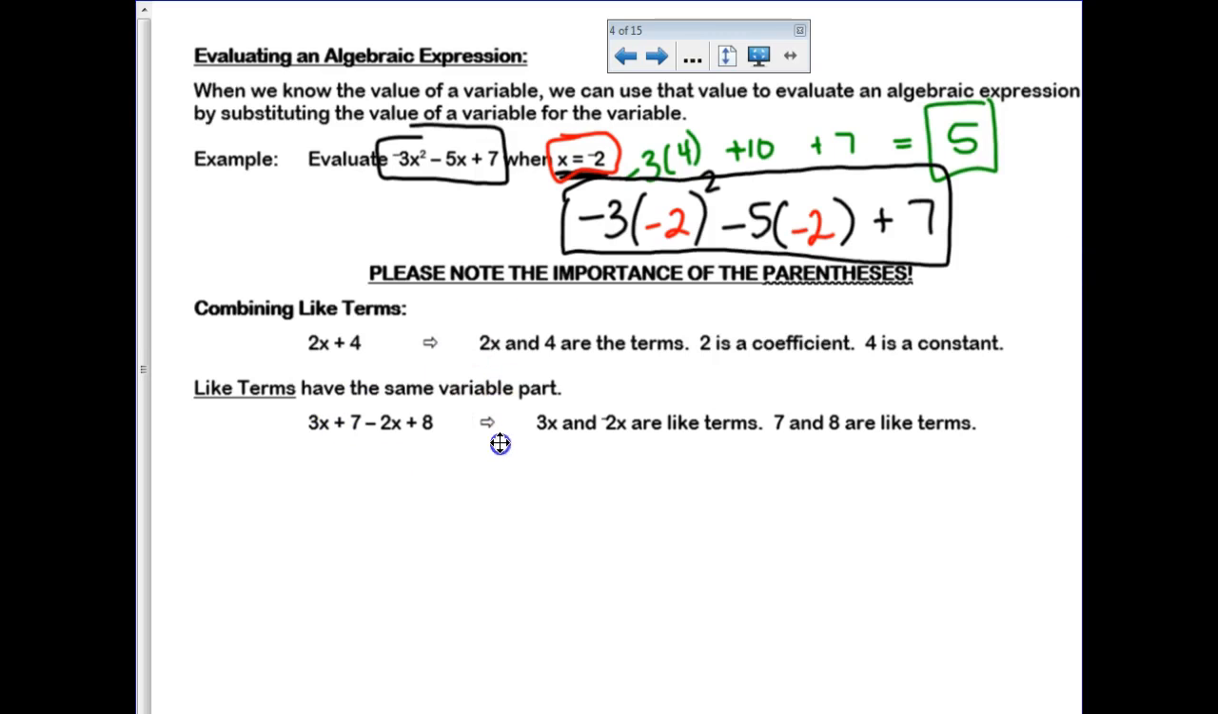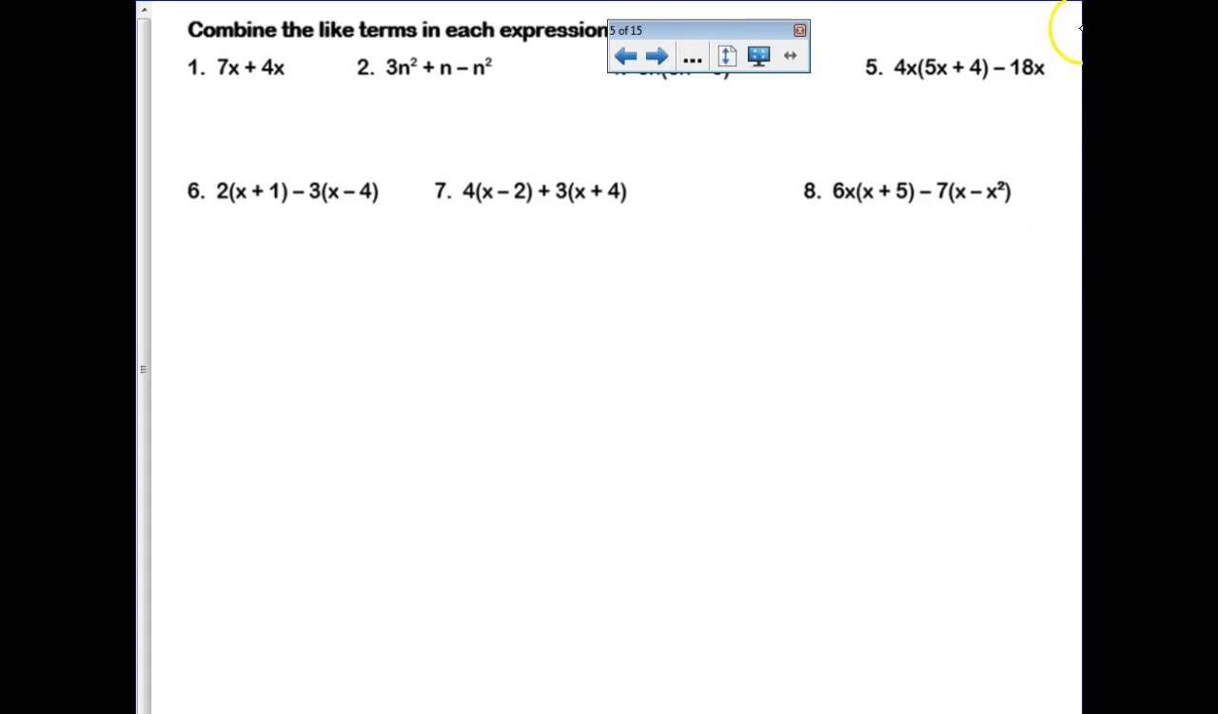Sometimes you have algebraic expressions that are not in their simplest form. So like for instance here, 3x and negative 2x, we could smush and combine together to give you a 1x, which I'll just write as x. And then 7 plus 8, better known as positive 15. So that's called combining like terms, also known as simplifying, and another skill that we're going to have to use quite a bit in Algebra 2.